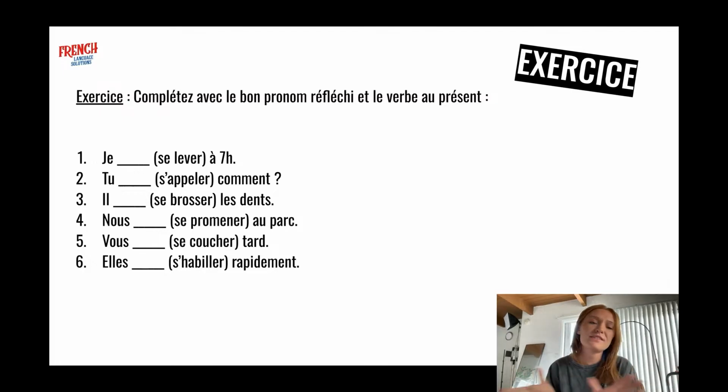Okay, let's read those phrases together for the pronunciation, and then I'm going to let you do the job. 1. Je se lever à 7 heures. Tu s'appeler comment? Il se brosser les dents. Nous, se promener au parc. Vous, se coucher tard. Et elle, s'habiller rapidement. And you just have to conjugate. Always try to look for the article that has to match the pronoun, and you connect your verb with the right ending. And you're all good.